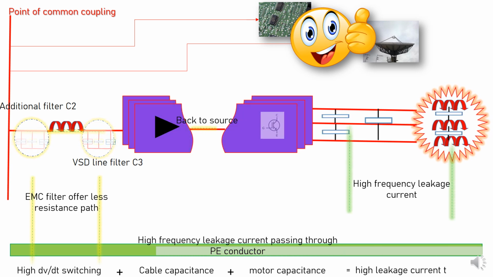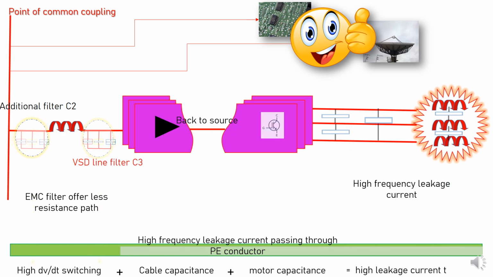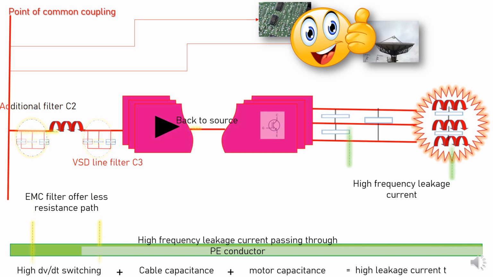Now, what are the learnings? Let me try to put all the learnings on a single page. So these are the two filters, the environmental C3 compliance filter and one additional filter in case more than one VSD is connected. So many users are using an additional filter at the upstream of the VSD also. Now, what are the learnings?